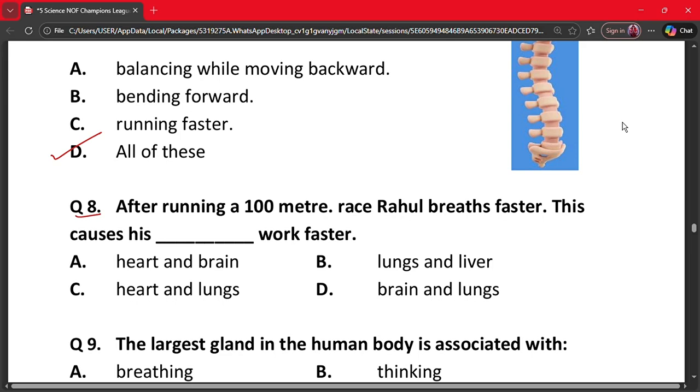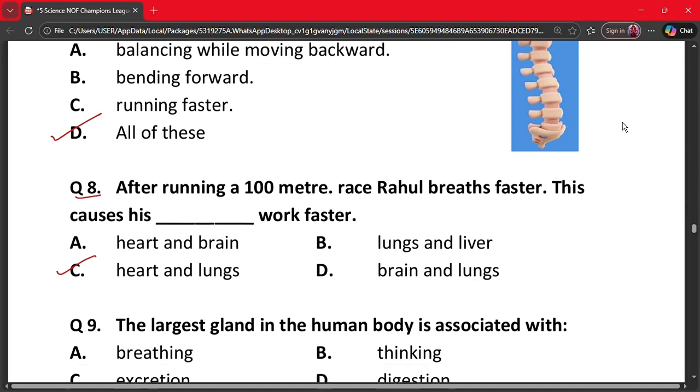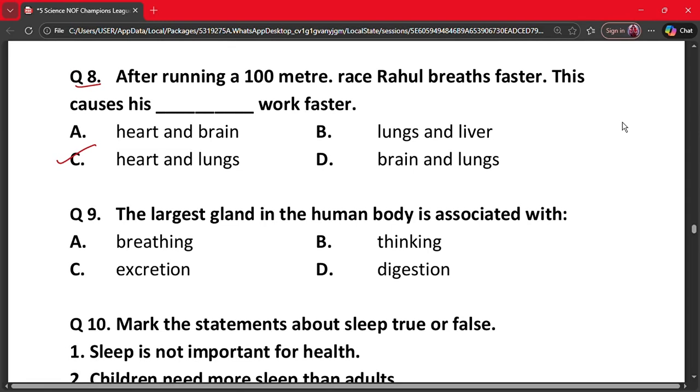The correct answer is option C. Running makes muscles need more energy and more oxygen. The lungs breathe faster to take in oxygen and the heart pumps blood faster to deliver it to the muscles. So the correct answer is option C. Our next question is question number 9.